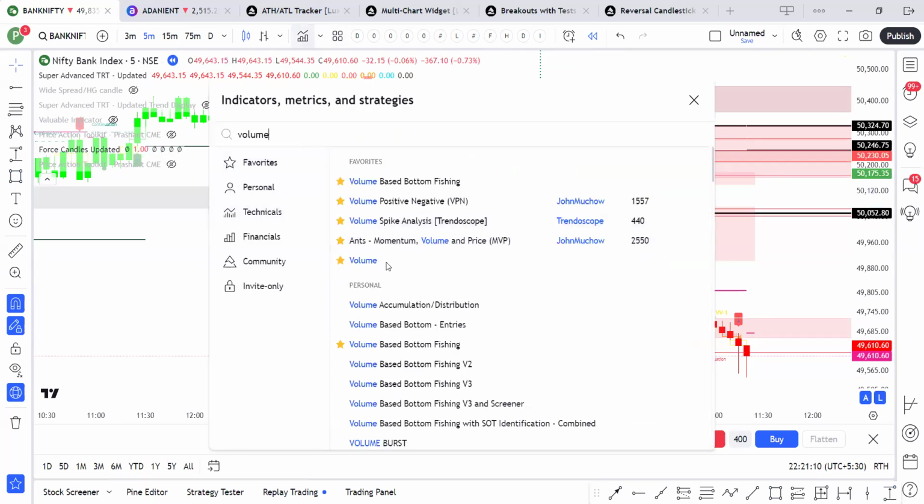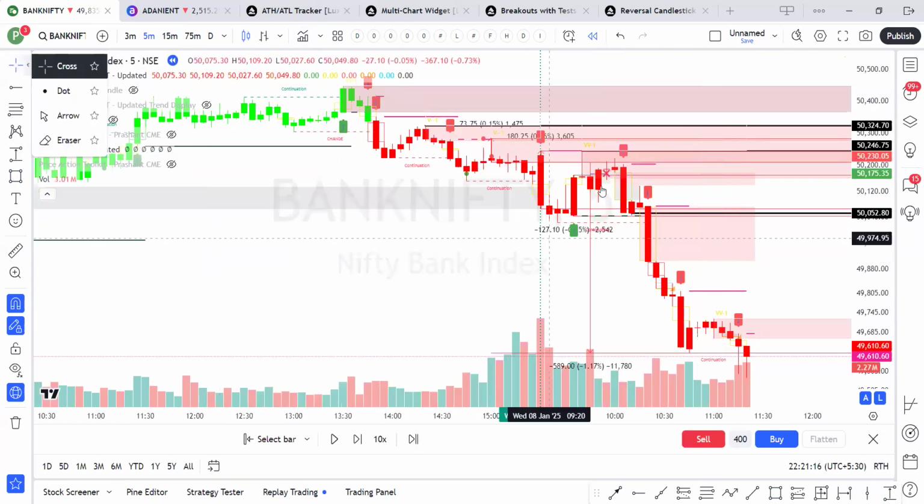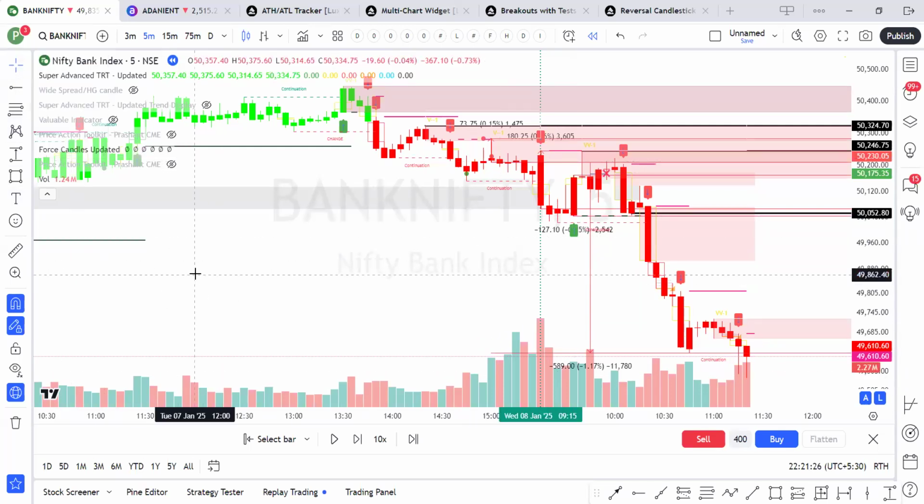But selling candle should have more volume if we are looking to sell, and buying candle should have smaller volume. So we have a high volume here and low volume here. This is a good opportunity. Actually, we missed.